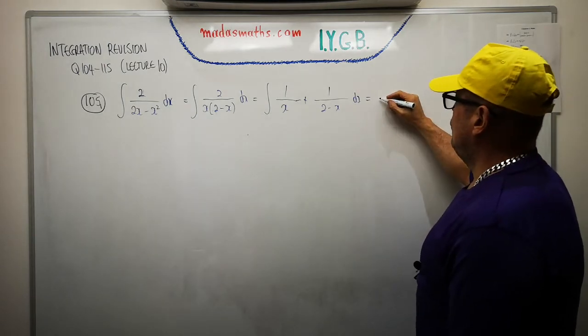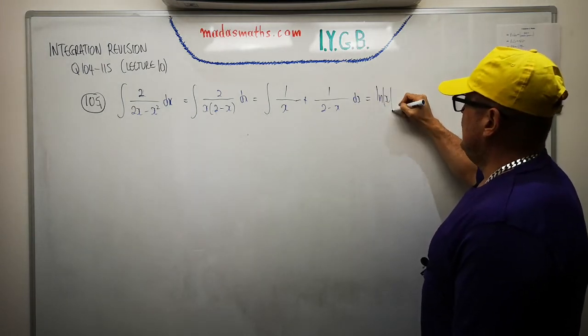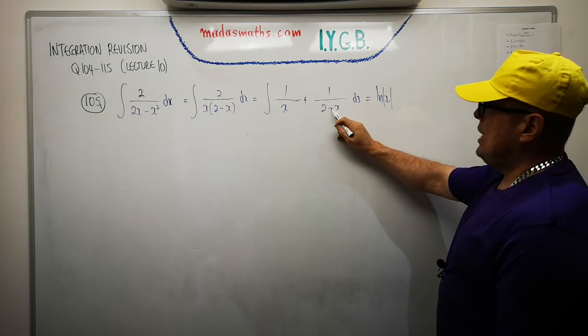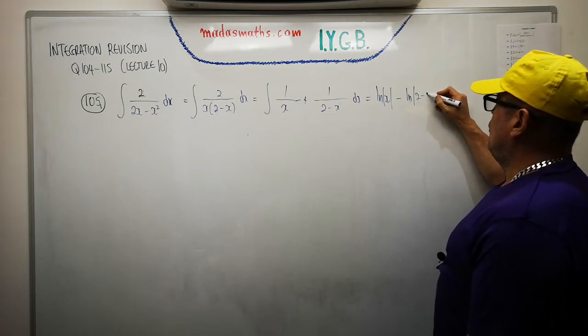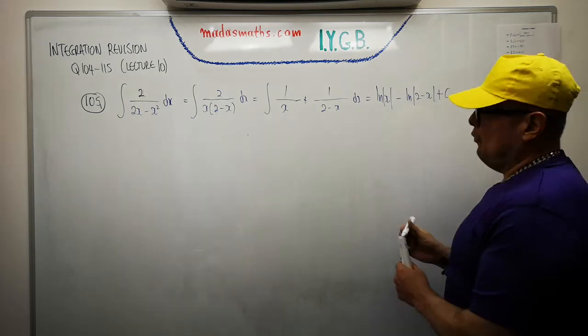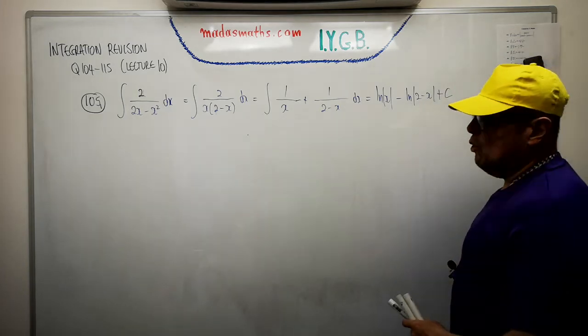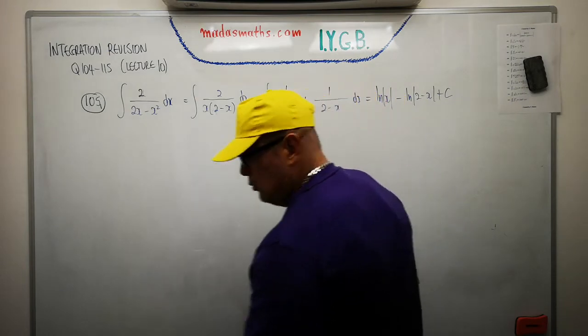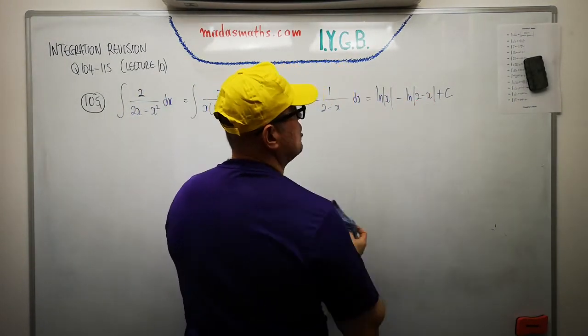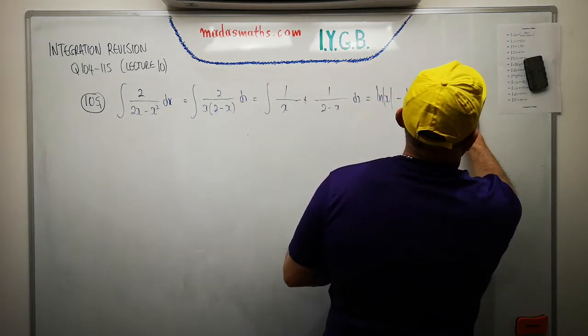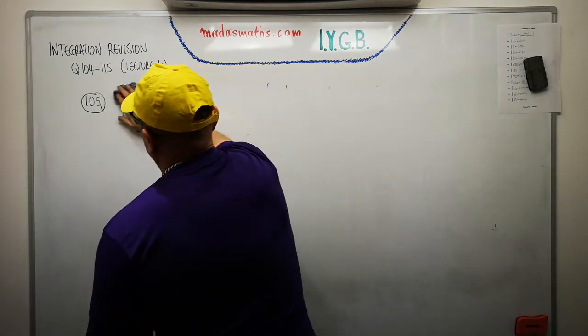And that's 2 simple logs. That's the log of mod of x. And then careful here, because we've got a minus. So from the chain, log of 2 minus x plus c, which of course you could have written as a single log altogether. So the log of x over that, or you can swap this one because it's modded. So this is number 105. 106 coming up.